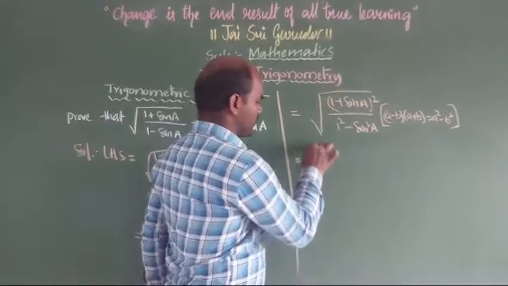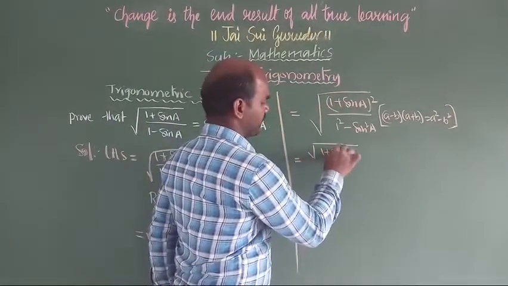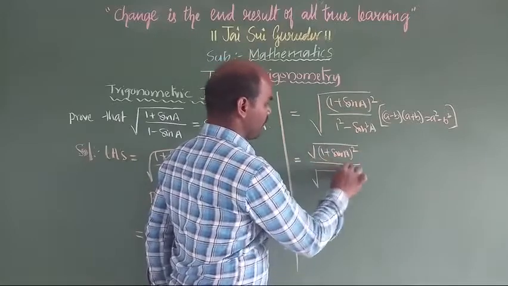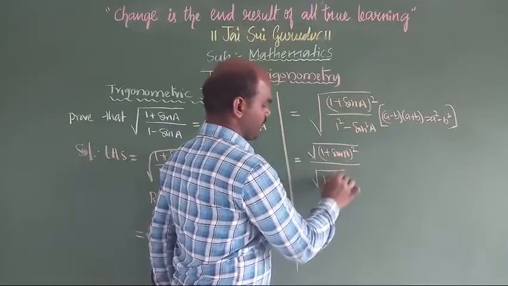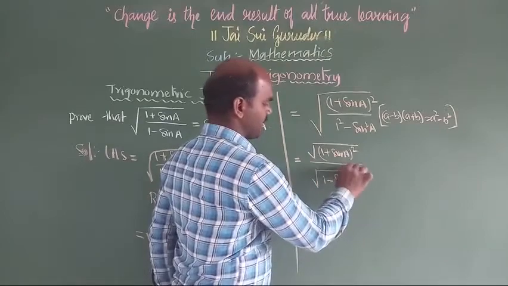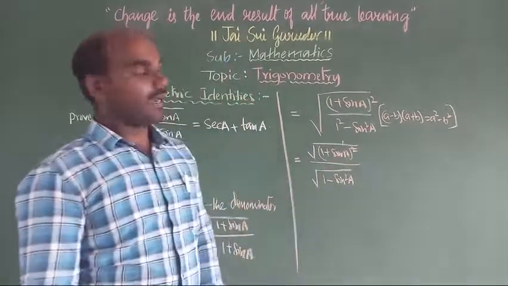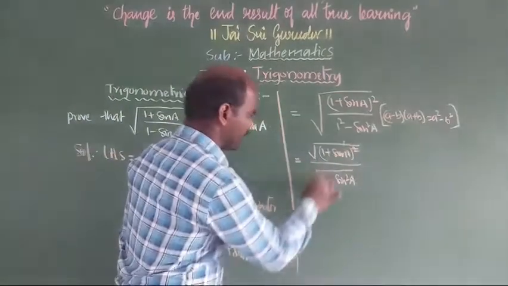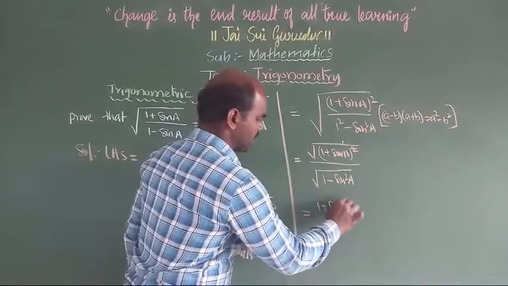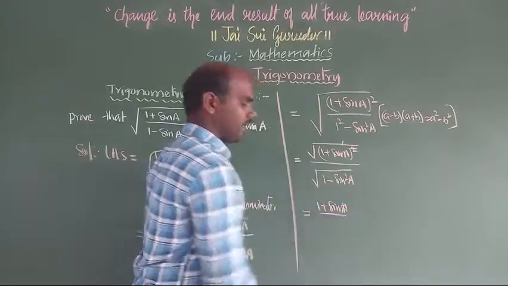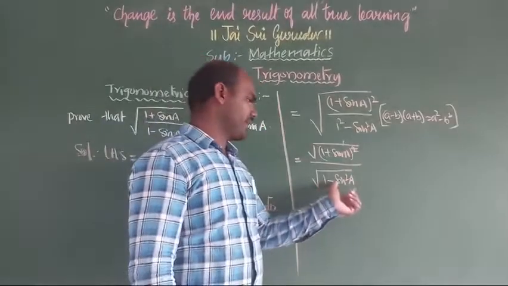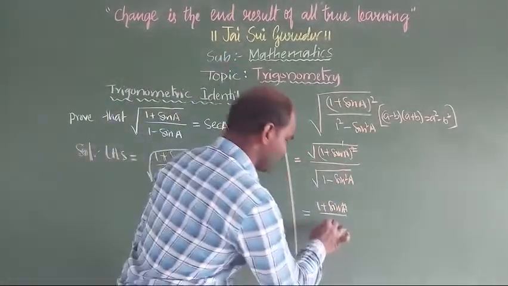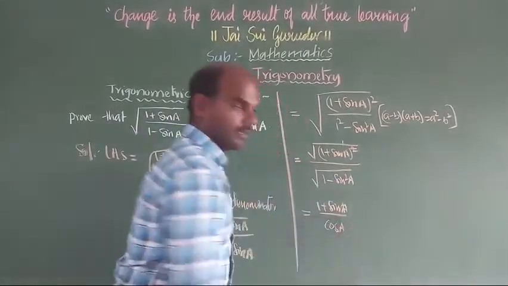Now we have to separate the numerator and denominator with the square root symbol. So that is the square root of 1 plus sin a whole square divided by the square root of 1 minus sin square a. Okay, now you have to do the squaring, and the square root gets cancelled. Yes or no, children? So then what should we get? 1 plus sin a by, here, 1 minus sin square a, according to our first identity, what should we get, children? Cos square a. Yes or no, children?